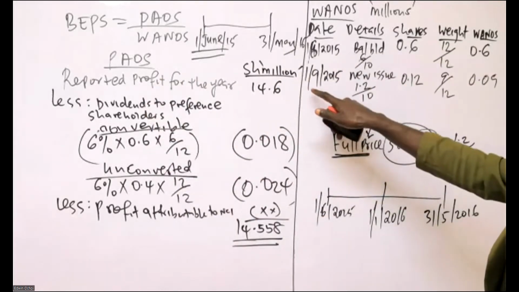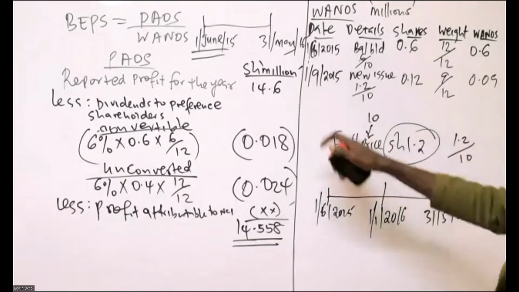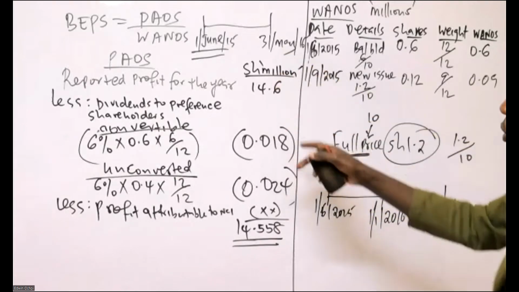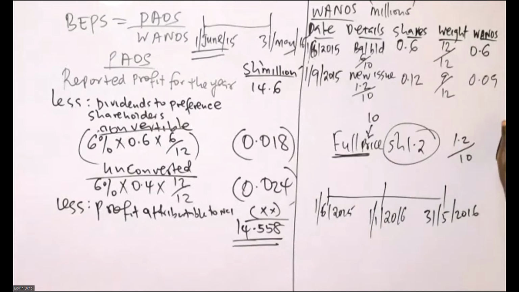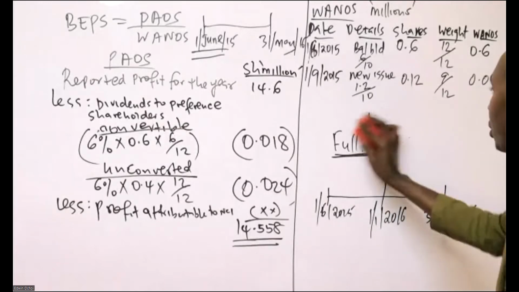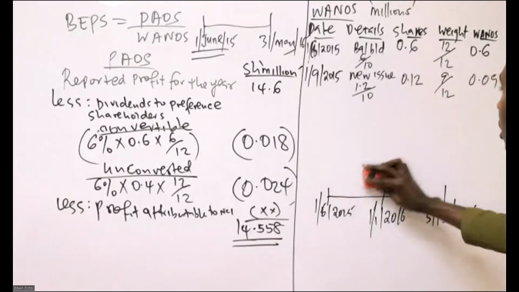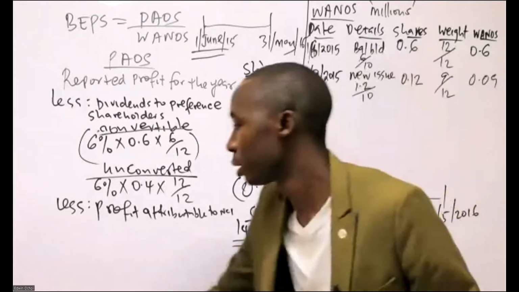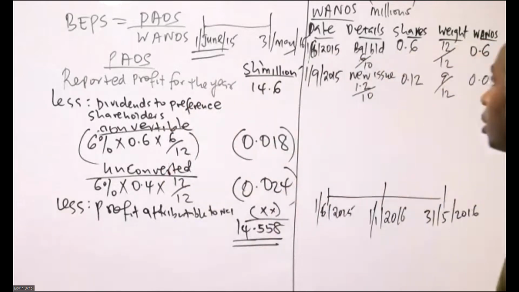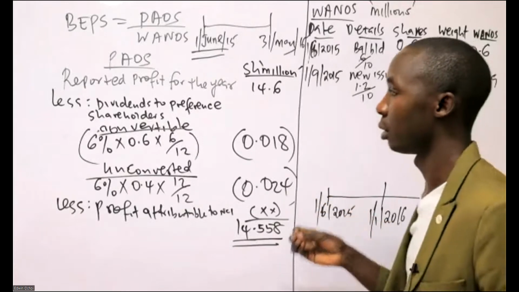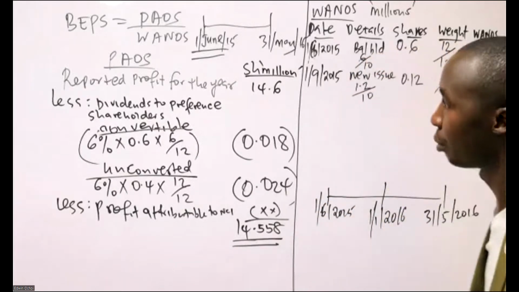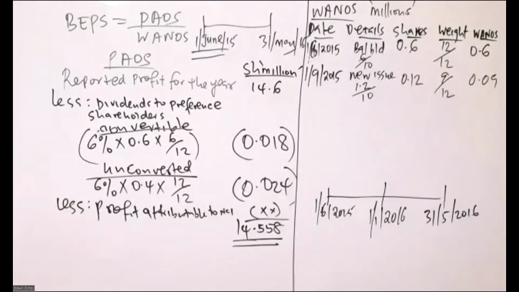Then when you weigh, you consider from September. So September to the end of the year, from September to May. So you weigh from that period, from that time of issue. See, it's 9 months: September, October, November, December, January, February, March, April, May. 9.